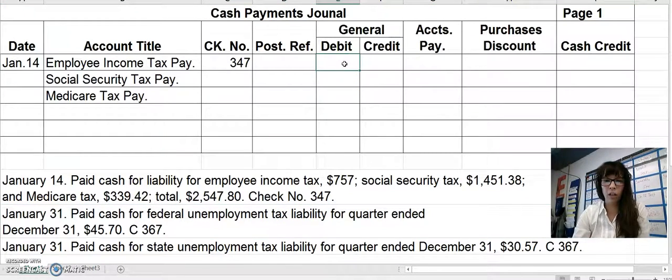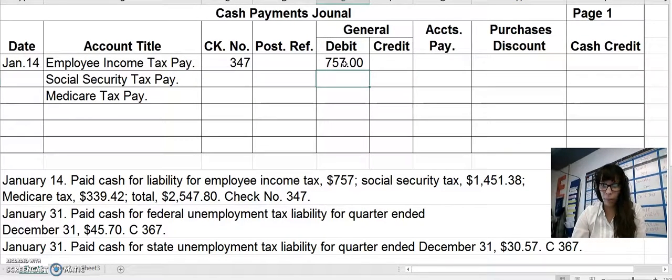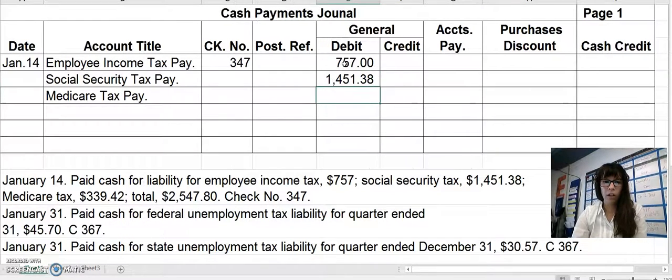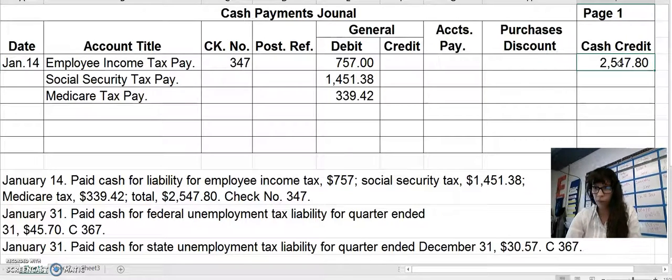So I'm just going to carry the numbers from before. And I had to go ahead and rearrange them a little bit here on my worksheet because it wasn't quite fitting in here. Social Security, and then Medicare, 339.42. The total of all those is going to be our cash credit, 2547.8. So sometimes they may not give you your cash credit, but you can figure that out by simply adding these 3 numbers together. So not too difficult.